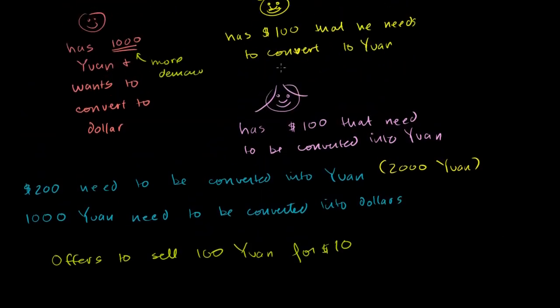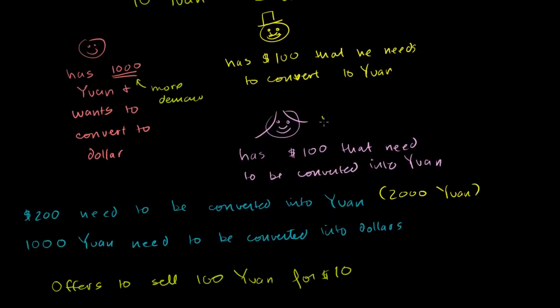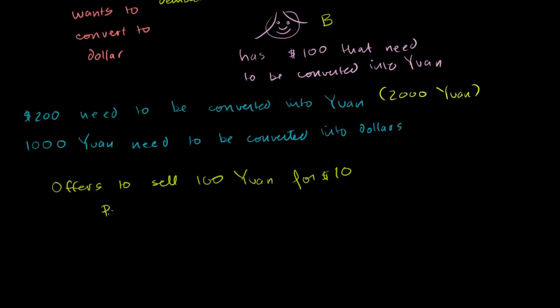Well, what's going to happen? One of these people is just going to jump at that. They say, oh, I think that's a fair price. Let's say this woman right over here takes it. Both of them maybe saw that offer to sell 100 won for $10, and they both try to click their mouse, or however they're making the transaction. But let's say she clicks a little faster, and she gets the transaction. Let's call this person B, this person A, and this person C. So person B accepts.